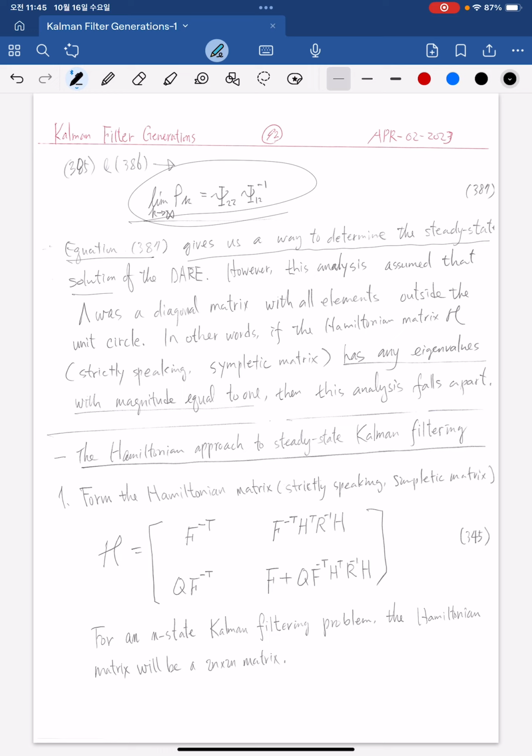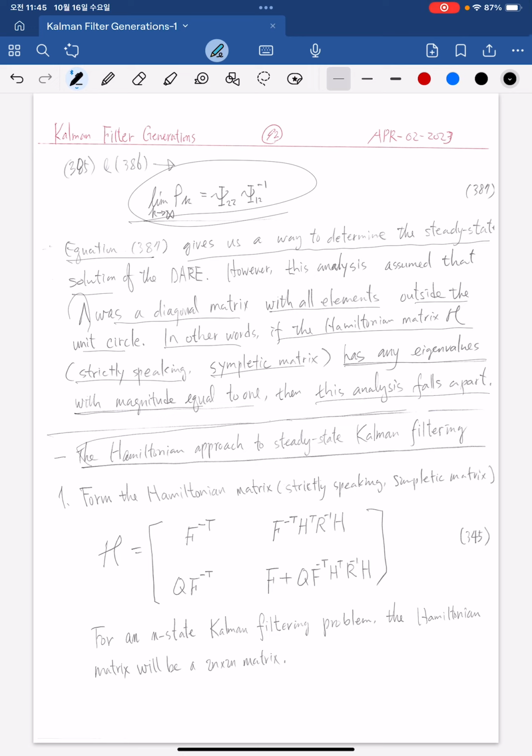However, this analysis assumed that large lambda was a diagonal matrix with all elements outside the unit circle. In other words, if the Hamiltonian matrix, strictly speaking symplectic matrix, has any eigenvalues with a magnitude equal to 1, then this analysis falls apart.